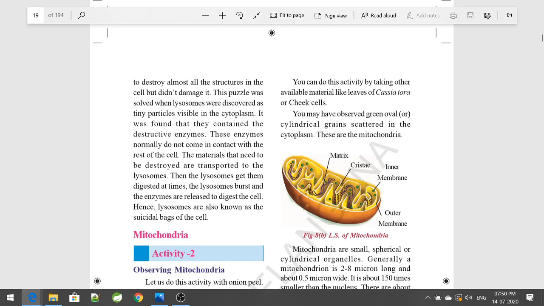Lysosomes were discovered as tiny particles visible in the cytoplasm. It was found that they contain destructive enzymes. What is the destructive enzyme? That is the hydrolytic enzyme. The enzyme normally does not come in contact with the rest of the cell. The materials that need to be destroyed are transported to the lysosomes. And what will lysosomes do? They will produce enzymes and digest. Means it will engulf it, or damage it, or destruct it, just break it down. And so they are called the suicidal bags of the cell.